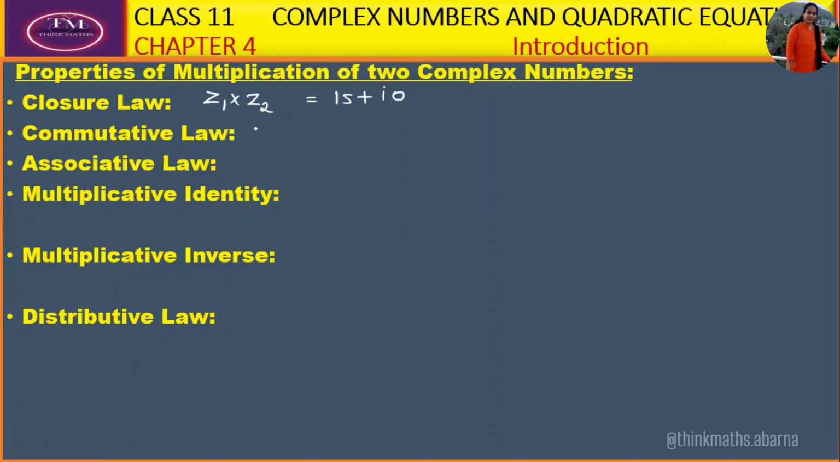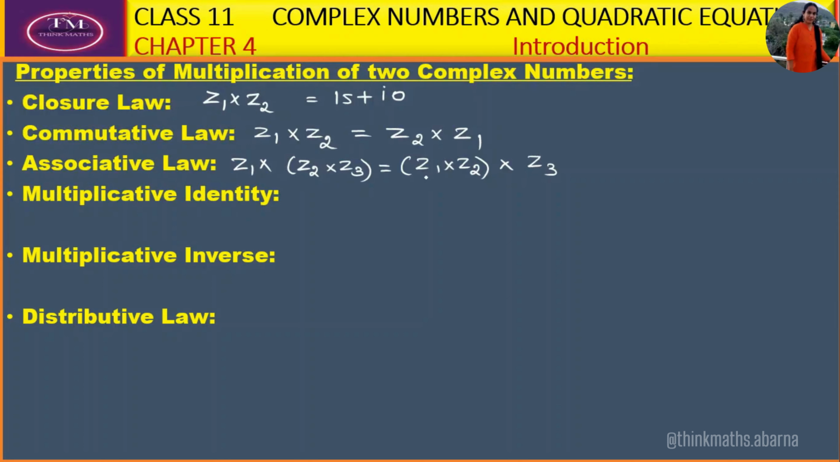Now commutative. What is that? If you multiply Z1 and Z2, you will get an answer. The same answer will be for Z2 into Z1. So multiplication is commutative. Next one is associative. Associative means changing the brackets. Z1 into (Z2 into Z3) will be equal to (Z1 into Z2) into Z3. This means first you multiply Z2 and Z3 and multiply the answer with Z1. It will be the same as multiplying first Z1 and Z2 and multiplying the answer with Z3.